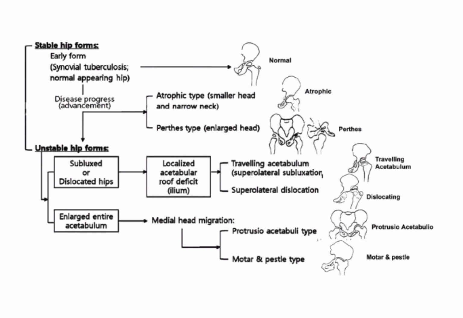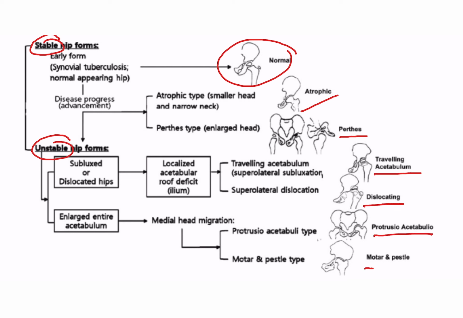See, a TB hip can be a stable hip form or an unstable hip form. It could look normal, it could look atrophic, and it could look Perthes-like, right? All these are stable hip types, and there is something called the unstable hip form. For example, if the damage is severe, it can present like a traveling acetabulum, the hip may go for dislocation, or protrusio acetabuli, or a mortar and pestle appearance. All these are unstable TB hip types. So these are all the potential appearances that I would be expecting in a TB hip rather than a typical avascular pattern.